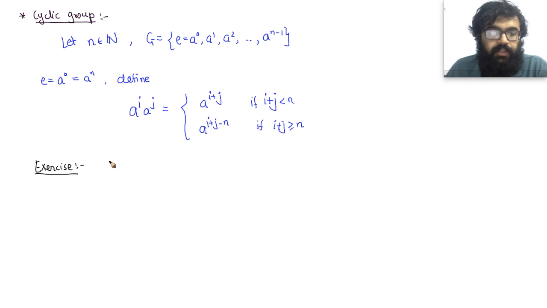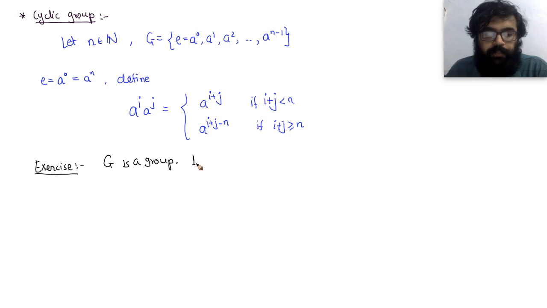Exercise: show that G is a group with this operation. The binary operation a raised to i, a raised to j is defined like this. This is a group and it is called a cyclic group of order n.